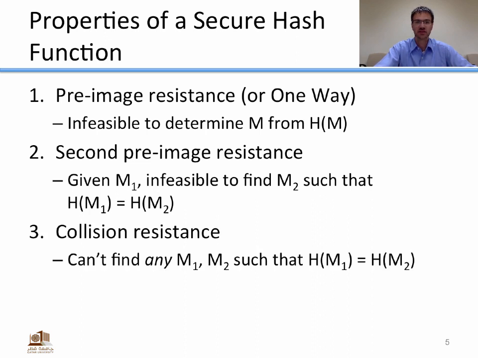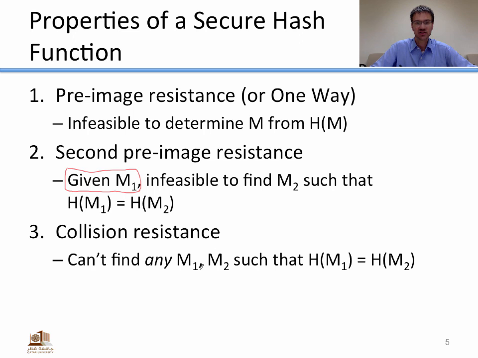The third property of a secure hash function is called collision resistance. This says that you can't find any M1, M2 such that the hash of M1 equals the hash of M2. At this point, a lot of people stop and say, wait, what's the difference between 2 and 3? In both cases, you're trying to find two messages that have the same hash. And you're right. But in second pre-image resistance, you're given a specific message, M1, and told to find another message with that hash. In collision resistance, you're told to find any two messages that have the same hash.